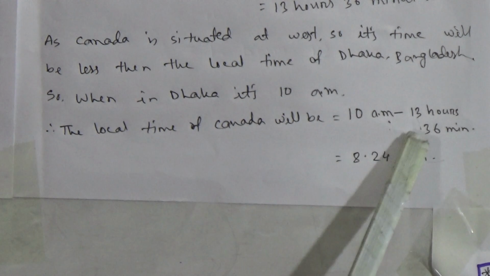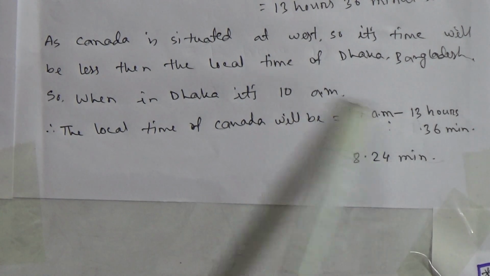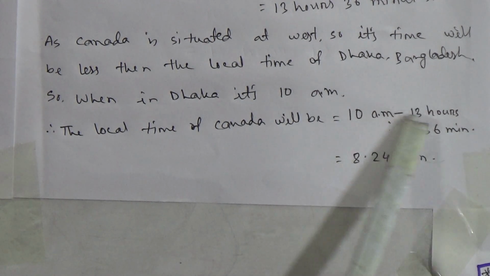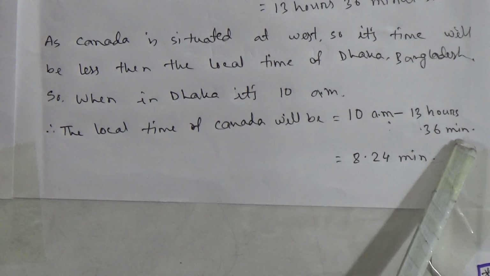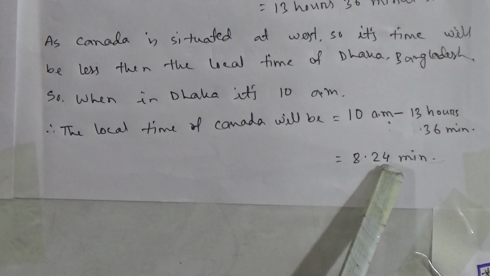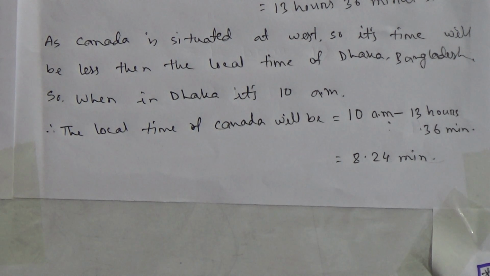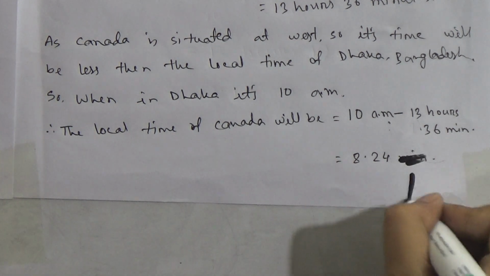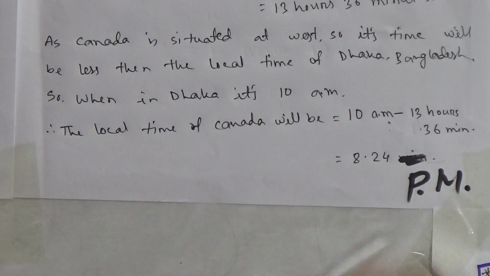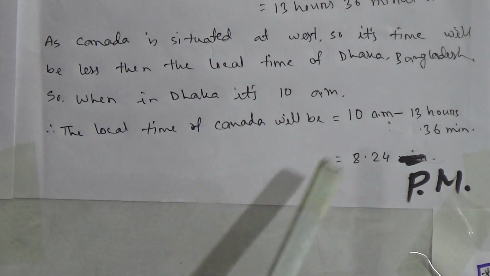So the time here is 10 am minus 13 hours 36 minutes. From 10 am if we subtract 13 hours and 36 minutes, it happens 8.24 am. Sorry, it will be pm. It will be 8:24 pm. That means 8 hours 24 minutes. So this is the local time of Canada.